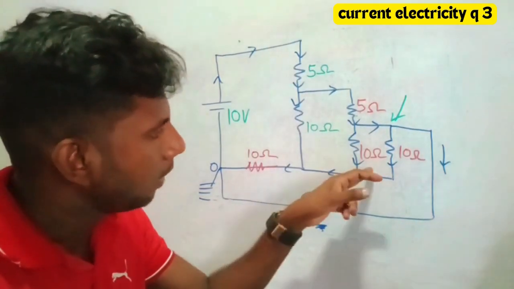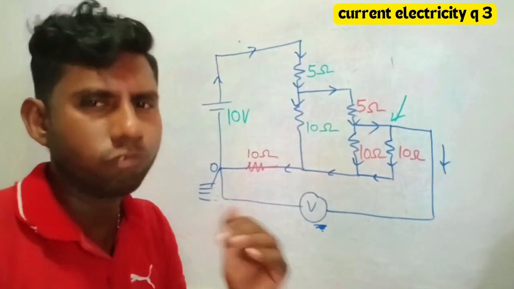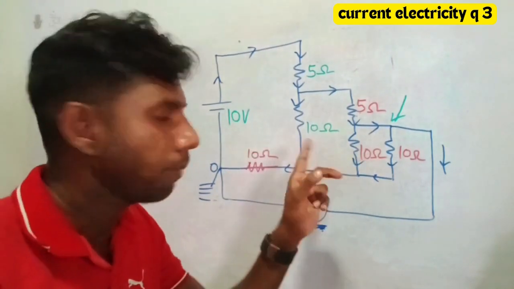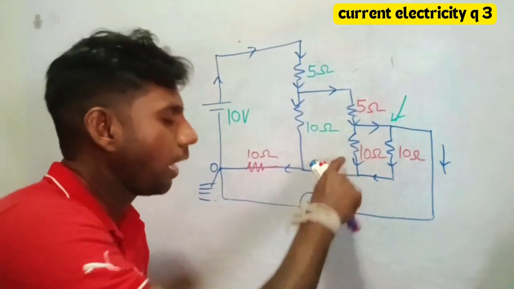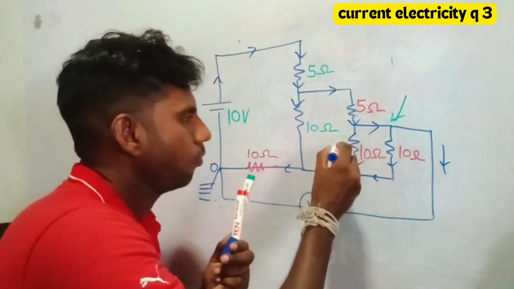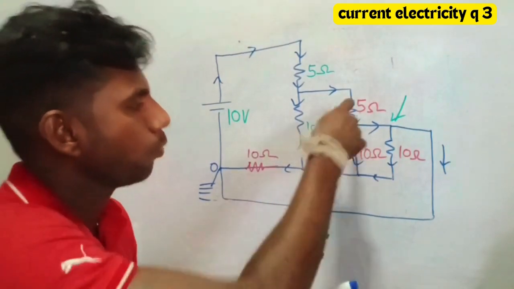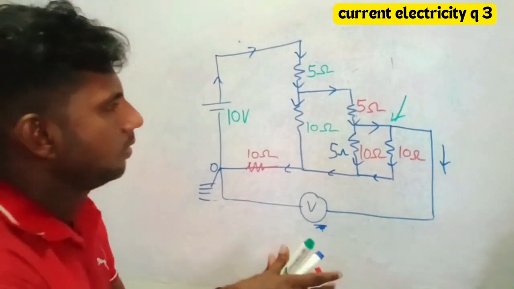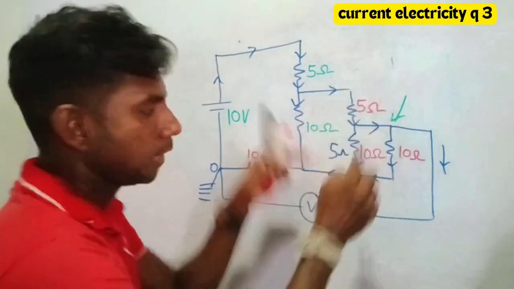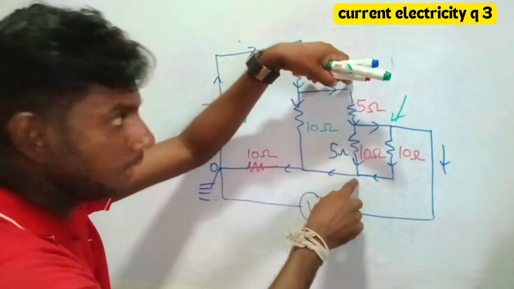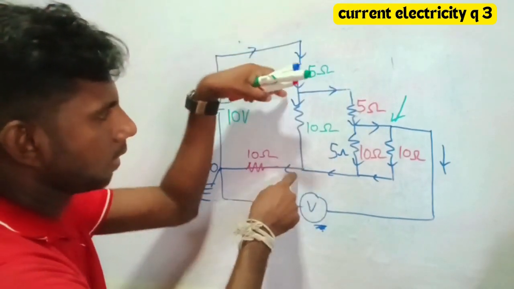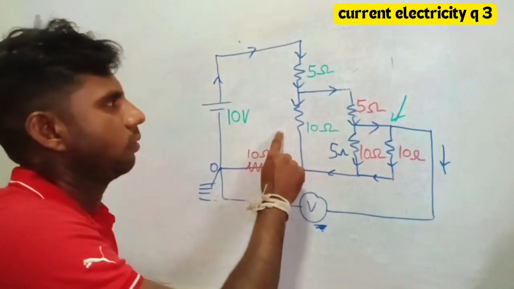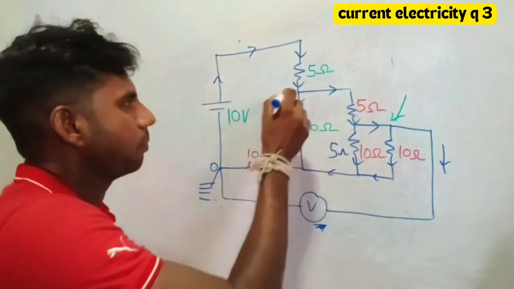So 10 plus 10, you learned this trick from the previous question. Similar questions, 2 branches, 10 divided by 2, that's 5. I'm going to write it here, 5 and this 5, 5 and 5, 10. So up to here, these 2 points, we have 10. So this 10 and this 10, these 2 are parallel, 10 and 10 again, 5. Up to here we have 5.